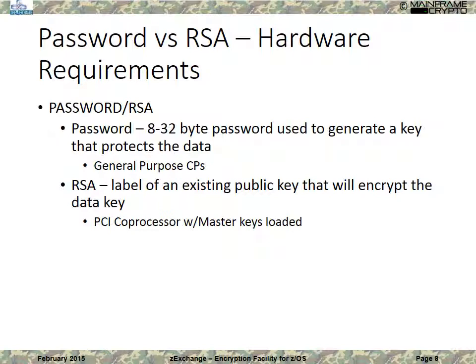Alternatively, if you want to use the RSA option, remember when we talked about the hardware that the CPACF does nothing to support RSA encryption. You've got to have a Crypto Express card if you want hardware support for those operations. So you have to have a Crypto Express card installed. If it's configured as a coprocessor, you've got to have the master keys loaded to enable that RSA support that's available on the Crypto Express card. Let's go to slide 9.